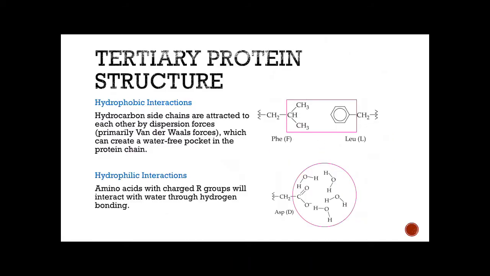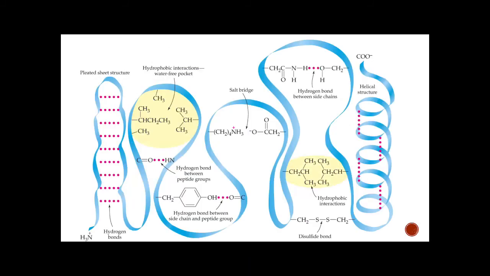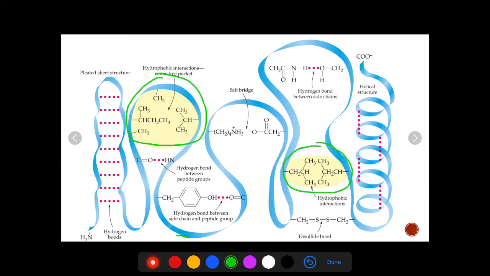Okay, and then we have hydrophilic interactions. The R groups are able to interact with water, and they'll be on the outer surface of the protein. Here we have aspartic acid, and you can see the R group right here is able to hydrogen bond with the water. So those will be on the outside of the protein. I don't believe this picture has any of that on there, but they would be out here, those R groups, so they can interact with the water.